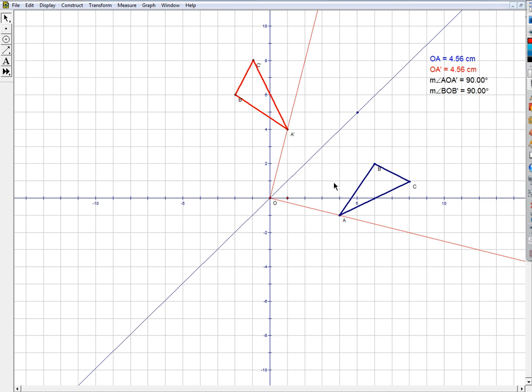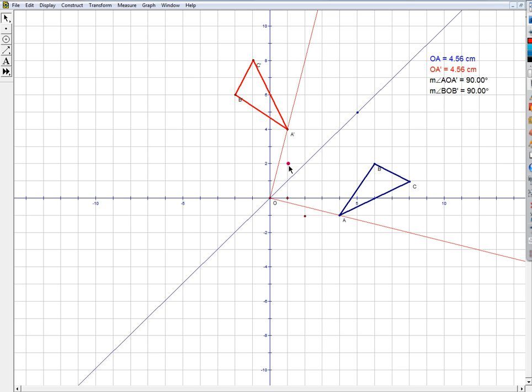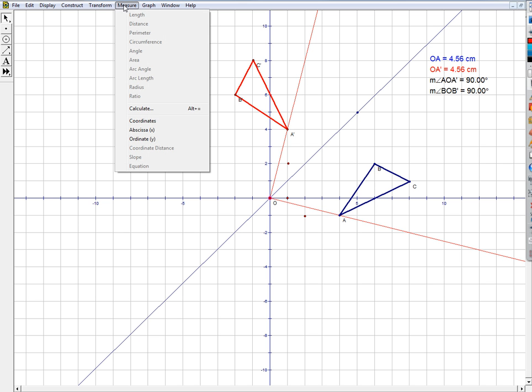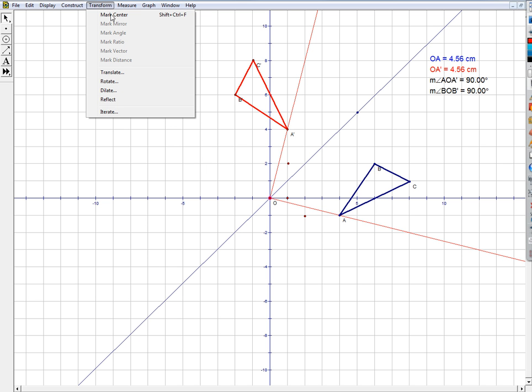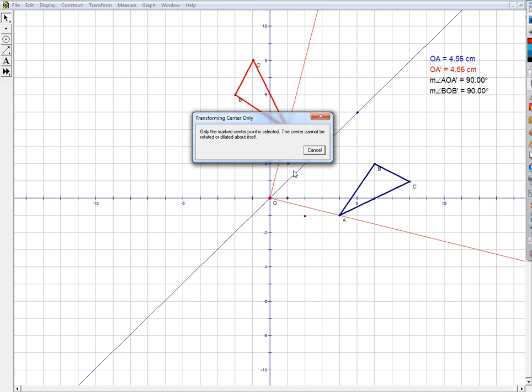Okay, let's try something else here. What if I put a point, let's just try a point. So if I were to take something like this point right here, and I'm going to rotate that guy. There he ends up. There's the original, there's the rotation. What if I'm going to put a point right on the origin? In fact, I'm going to rotate the origin about the origin. What's going to happen? I'm going to rotate that point 90 degrees about itself. Oh, it says only the marked center point is selected. The center cannot be rotated or dilated about itself.